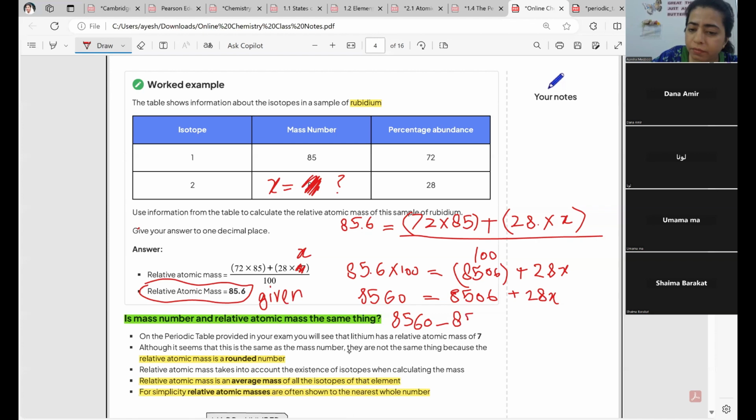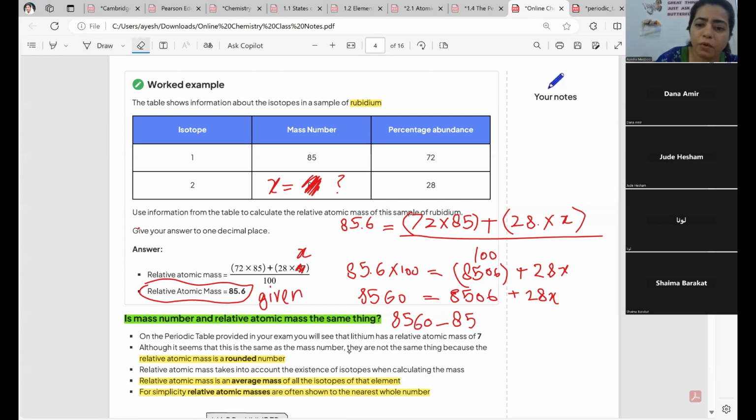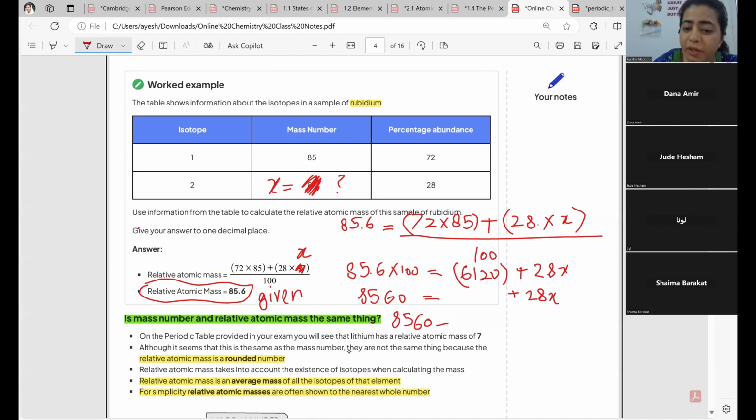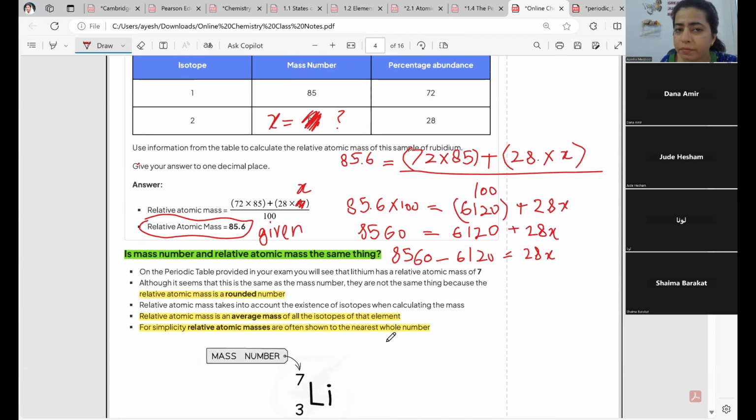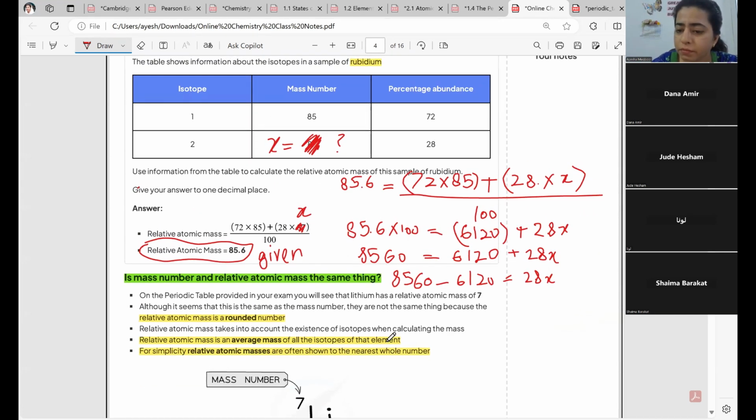72 times 85 is not 8,506. It's 6,120. So we have to do the calculation very carefully. This will go on the other side and subtract, which is equal to 28x. After that, subtract it. The answer is 2,440.